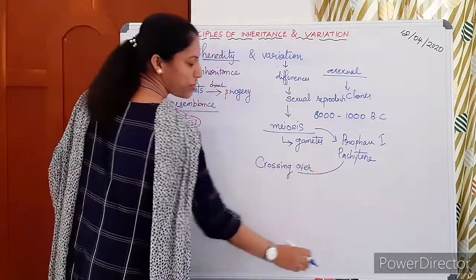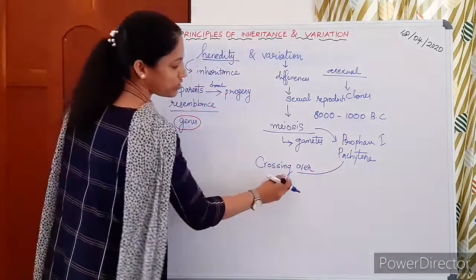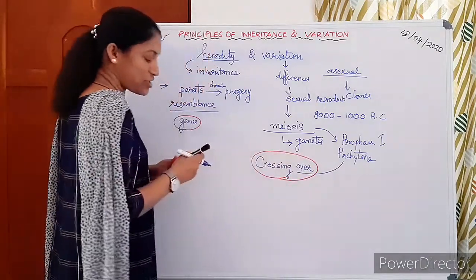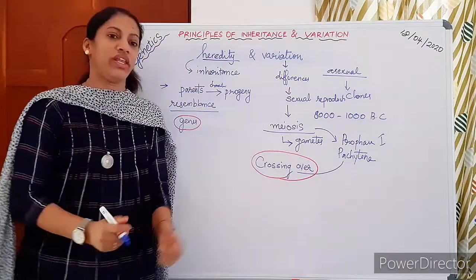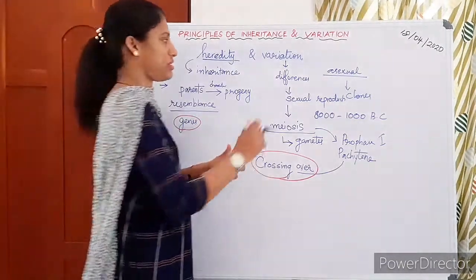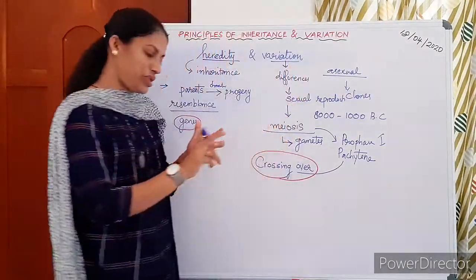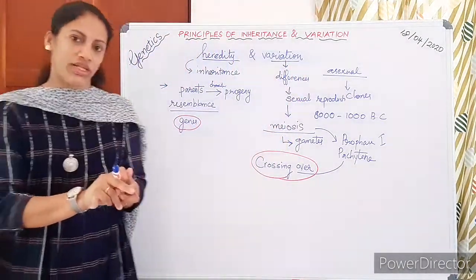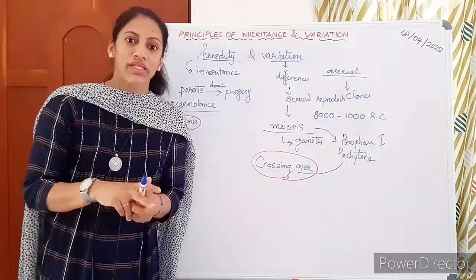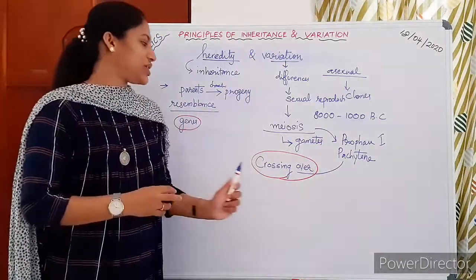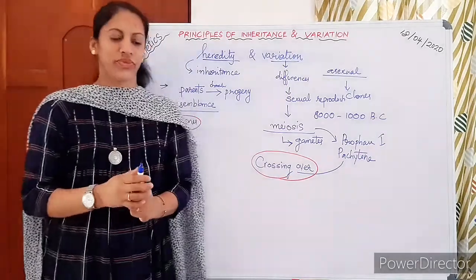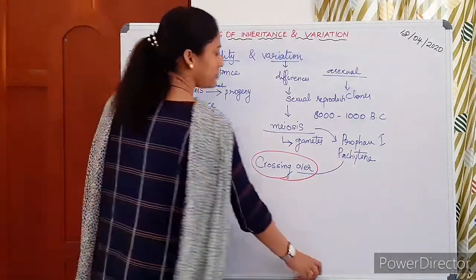So, keep in mind, crossing over is the process which is responsible for variation. Okay, the main process. There are other processes like mutation and gamete fusion, so many things. One of the major causes of variation is crossing over. Then tell me what is crossing over.